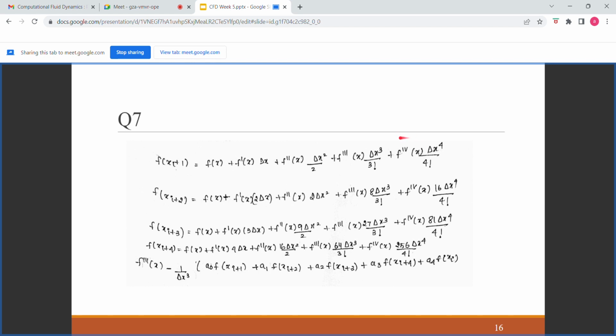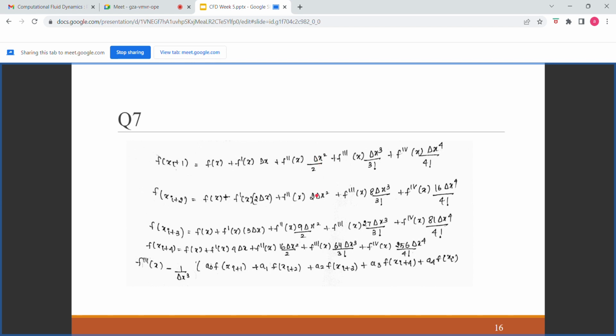And in a similar manner, we'll write it for f of i plus 2, that is f of x plus 2 delta x. This is what we saw in a problem that was 2 problems ahead and 2 problems before. F of x plus 2 delta x we have used in a problem. So similarly, f of x plus 2 delta x is equal to f of x plus f dash of x times 2 delta x, f double dash of x times 2 delta x the whole square, that would give 4 delta x square by 2 factorial.